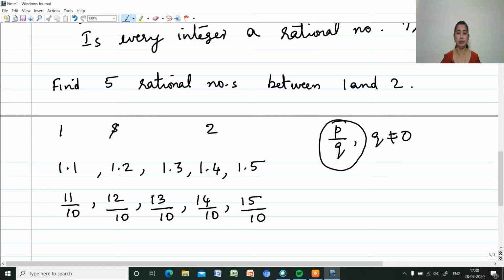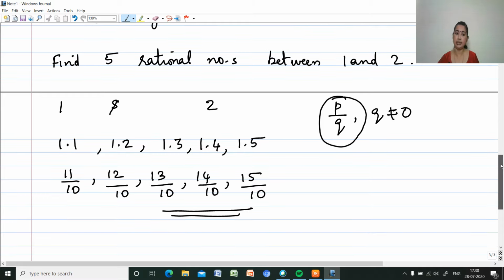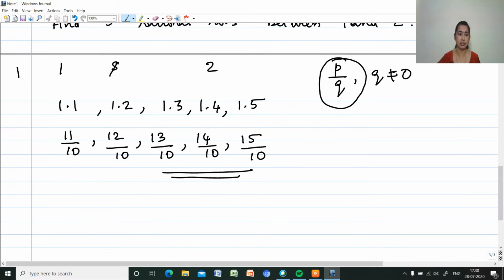These all come between 1 and 2 because 11 by 10 means it is 1.1, which is between 1 and 2. 12 by 10 means it is 1.2. So these are 5 numbers which come between 1 and 2. So that is one method. This is the first method in order to find the rational numbers between 1 and 2.